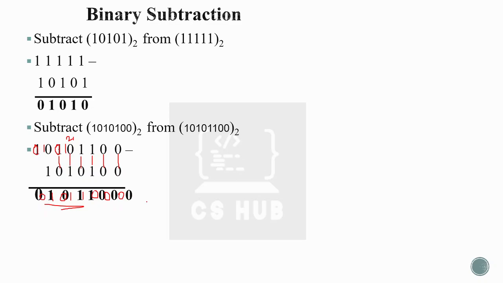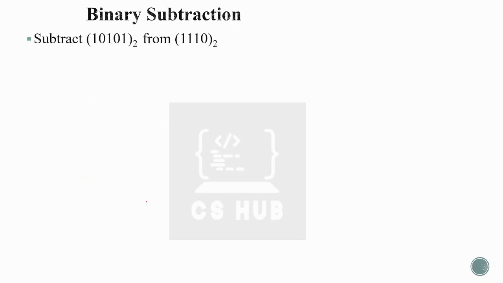Okay. Next question. Subtract 10101 from 1110. 10101 is subtracted from 1110. Okay, let's start. This 10 is subtracted from 1, we will get 1.